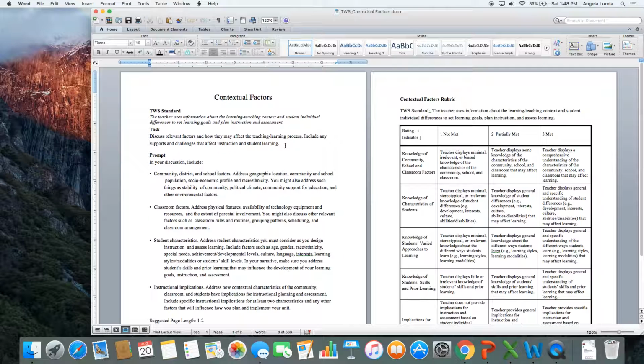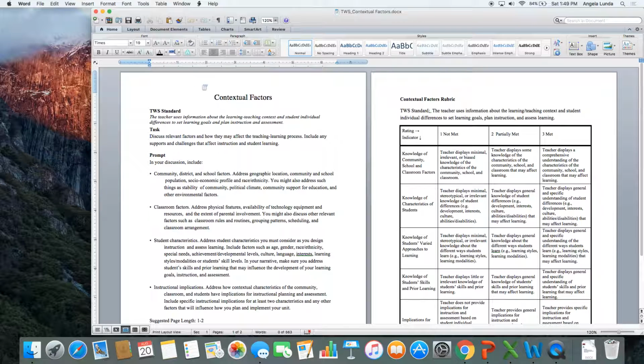So part of that is you need to know about your community. So in your discussion, you are to include community, district, and school factors. Talk about the geographic location, community and school population, socioeconomic profile, and race and ethnicity. You might also address such things as stability of the community, political climate, community support for education, and other environmental factors.